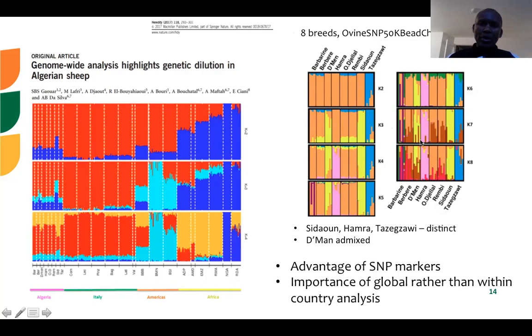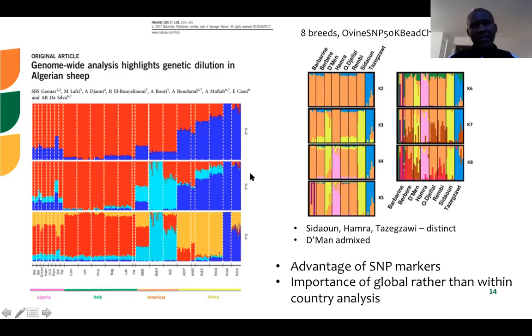But when they included all their data set in a global data set that comprised sheep populations from Italy, the Americas, and Africa, a different result was obtained. These results showed that all the 8 breeds from Algeria that were analyzed had an admixed genome background comprising 3 genetic backgrounds. And these 3 genetic backgrounds were also observed in Italy, Americas, and African sheep.